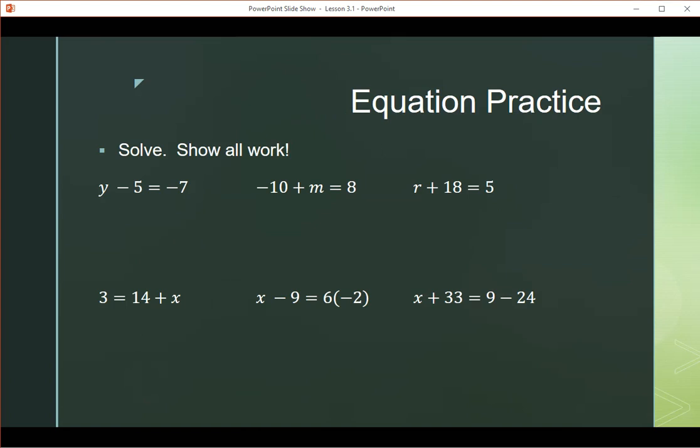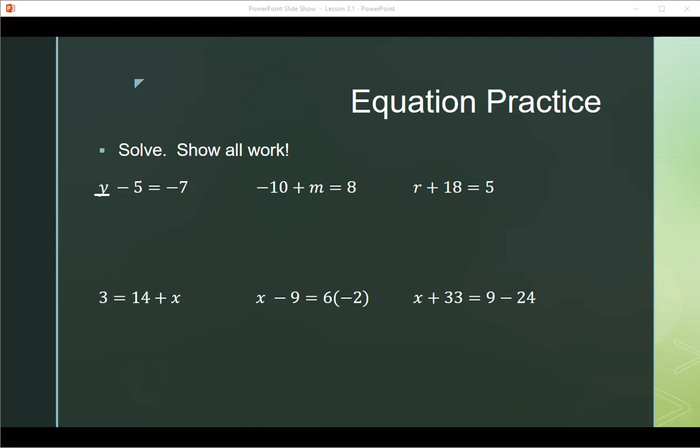The other thing to make sure that you understand, even though several of these you can do without having to show every step, that's not the important thing. The important thing is that you learn what your work should look like, which means you need to show every step. All right, let's look at this first problem.